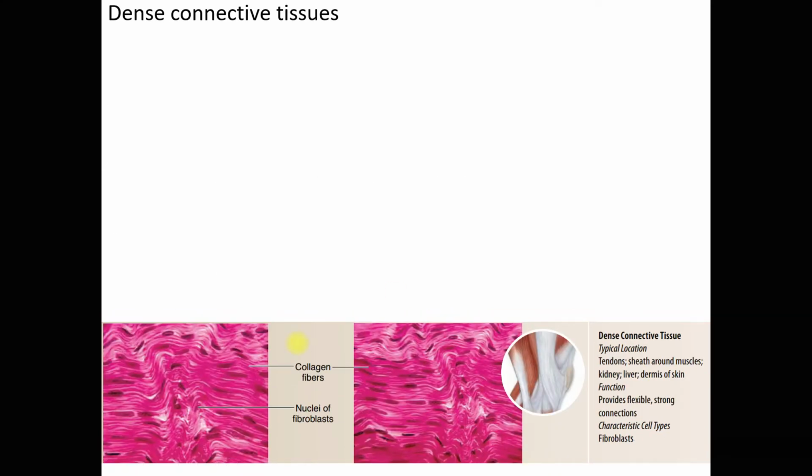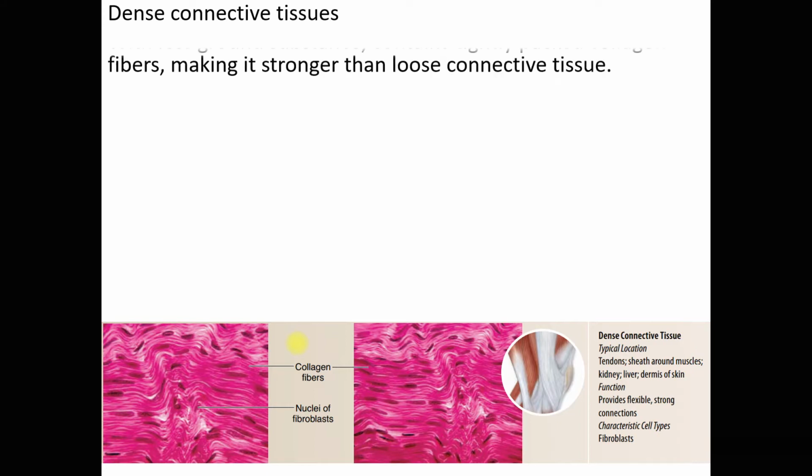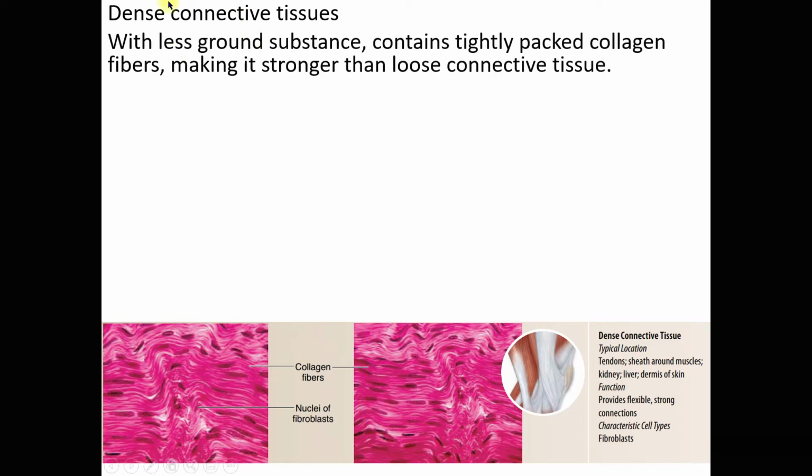Now, of dense connective tissues. Dense connective tissues are tissues that have less ground substance but contain tightly packed collagen fibers. The loose connective tissues have loosely arranged collagen fibers, but the dense has tightly packed collagen fibers, making these dense connective tissues stronger than the loose connective tissues.